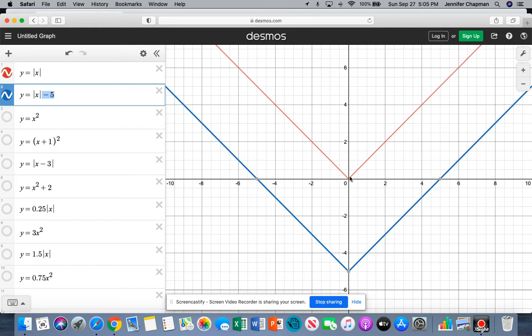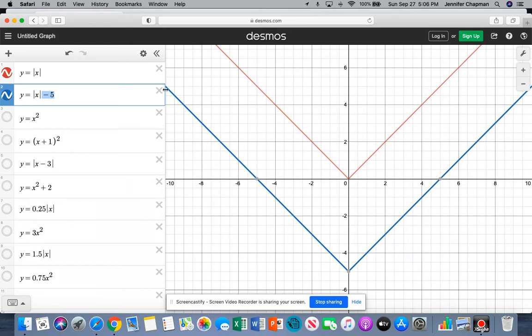Instead of the original range being any value of y greater than or equal to 0, because that's where our function lives, above the line y equals 0, now that we shifted it down 5, it lives above the line y equals negative 5. So my range is going to be any value of y greater than or equal to negative 5.